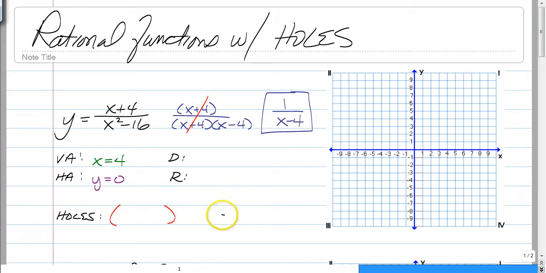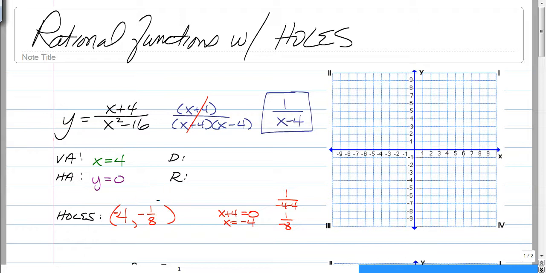So to find the hole, what you do is you take what you cancel out and set it equal to 0, and you solve. So x equals negative 4, that's just the x coordinate of your hole. And then what you need to do is you substitute the negative 4 into the simplified equation. So it's 1 over negative 4 minus 4, which is 1 over negative 8. So your y value for the hole is negative 1/8.